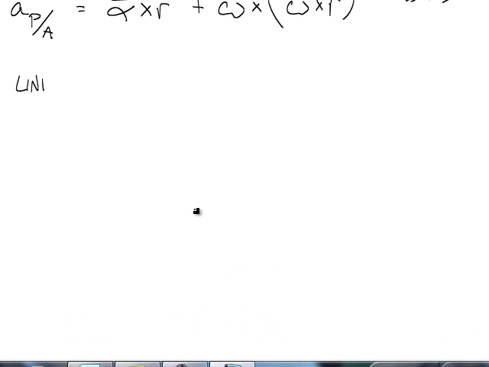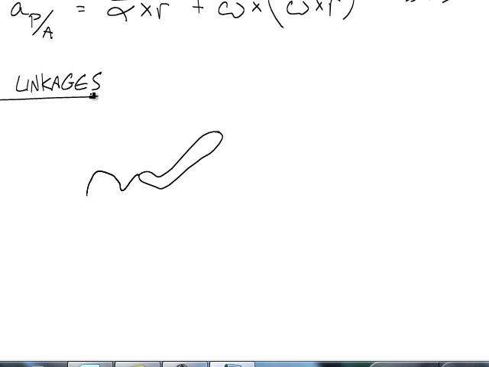Okay, so now we're going on to linkages. And you know, what's a linkage?